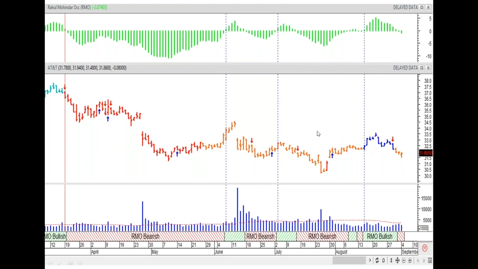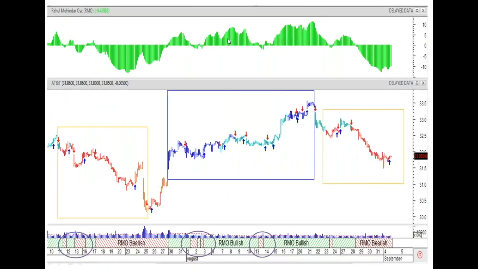So if you use the super filter, you saved yourself from these two chops back in June and July, where you had the RMO going from bearish to bullish. So it certainly is great refinement. So coming down now to a lower time frame, like a 30 minute in this case, or a 60 minute in this case, again, back on AT&T, you can see this right up to yesterday.